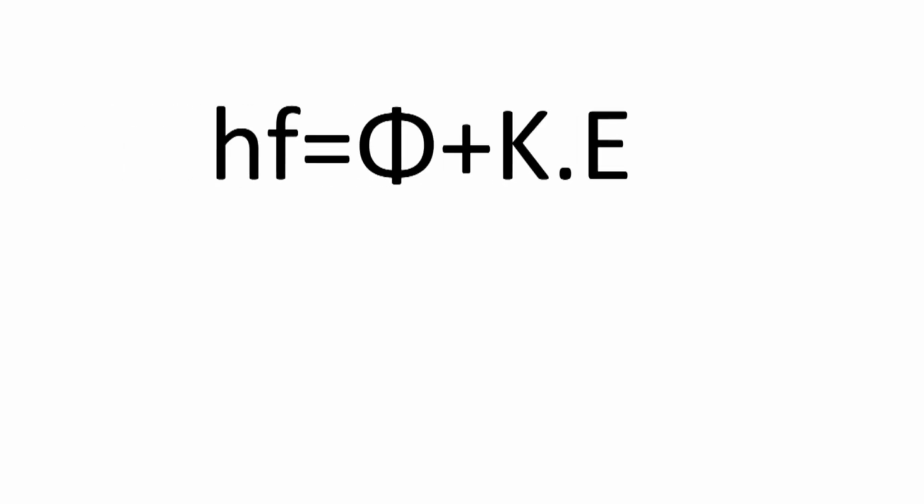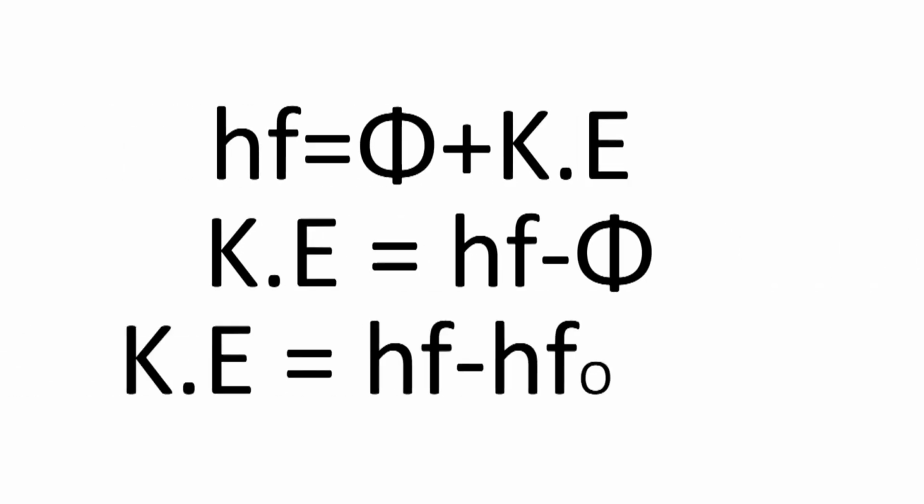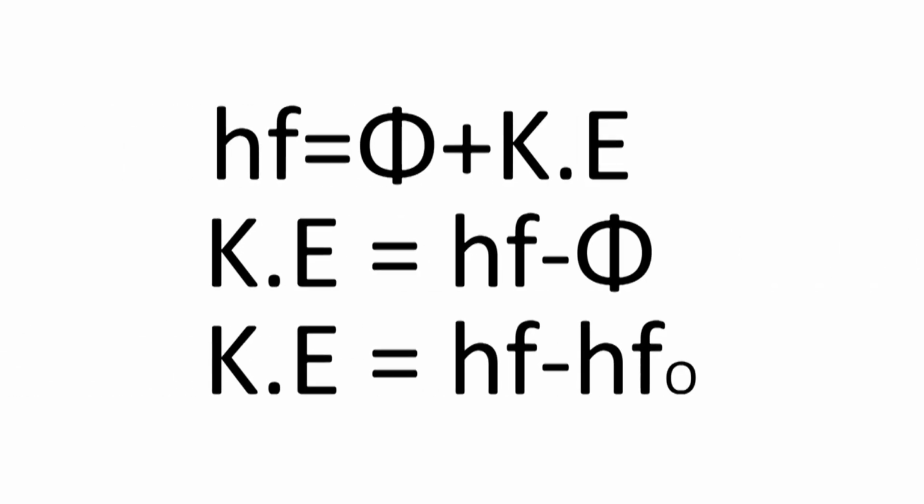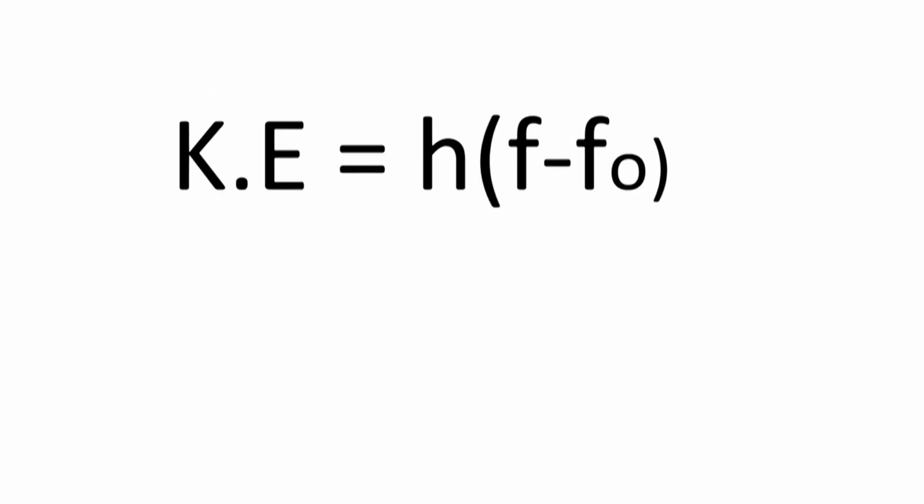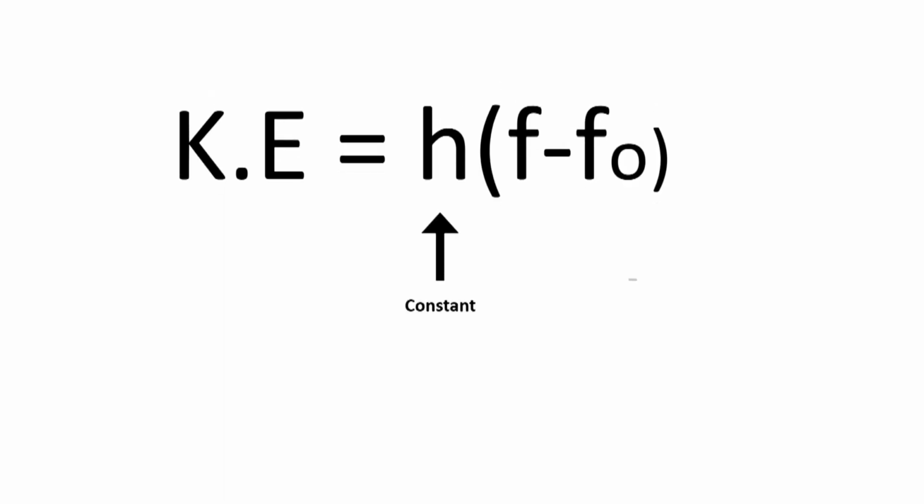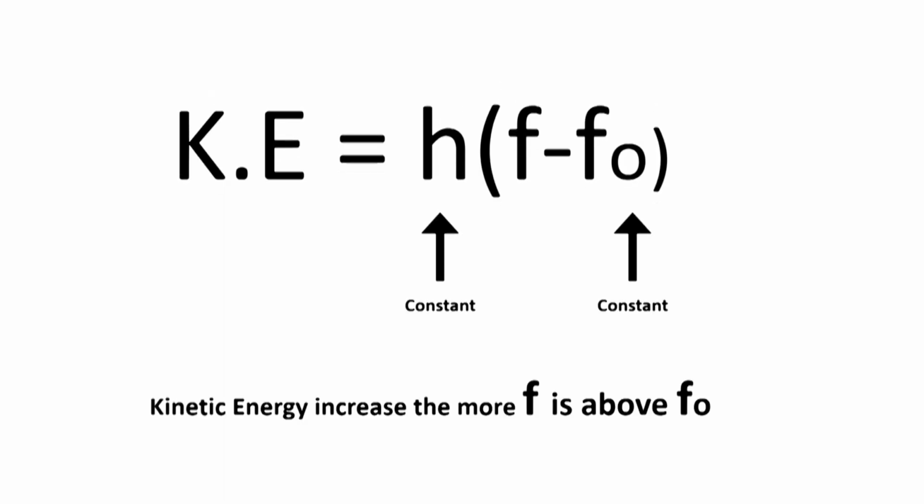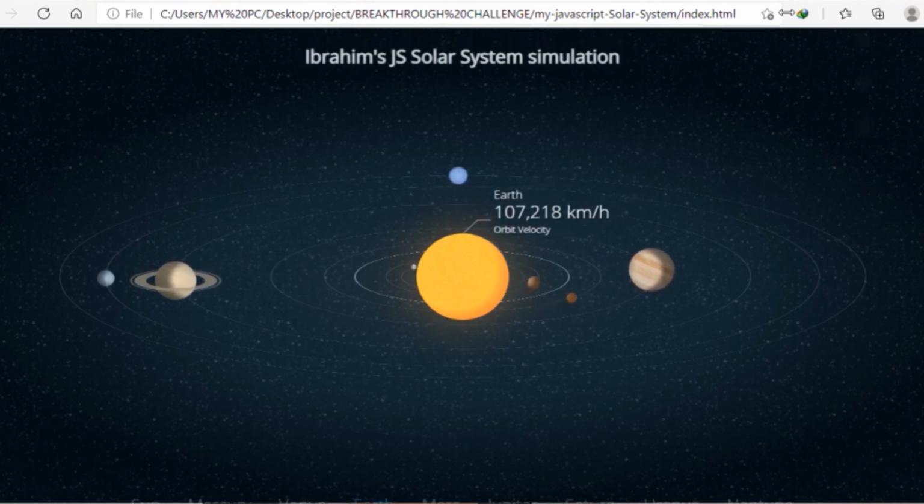To solve observation 4, we use hf equals work function plus kinetic energy, hence kinetic energy is equal to hf minus work function, that is hf minus hf naught. We have h times (f minus f naught), hence the kinetic energy depends on the frequency and not on the intensity. Wow, we proved the groundbreaking photoelectric effect in a very simple way. Always look up in the sky and believe you can do it.